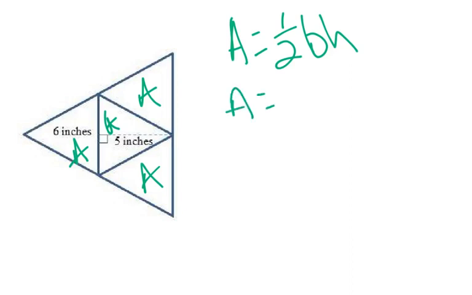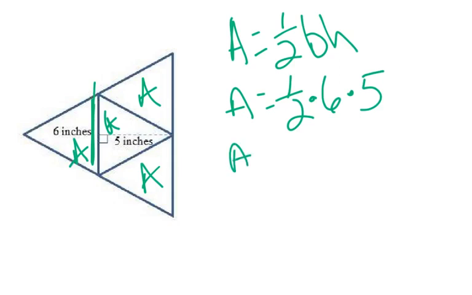So our area is equal to 1/2. Our base is 6 inches. I know they kind of have it written weird, but this is the base of 6 inches. Times 6 times your height of 5 inches. So the area of one triangle, 1/2 times 6 is 3, times 5. Area is 15 inches squared.